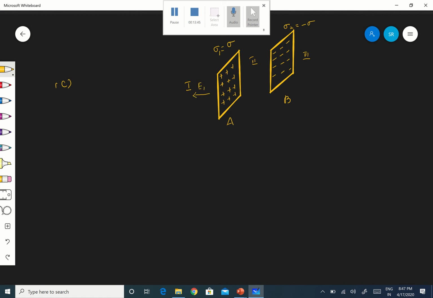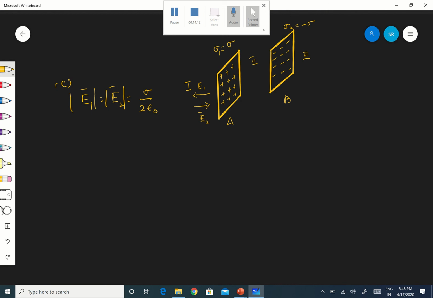Okay. And what is E2? E2 will be in this direction. Why? Because it will be attracted towards B. But your E1 equal to E2 equal to what is that? Sigma by 2 epsilon naught. That is equal to sigma by 2 epsilon naught.